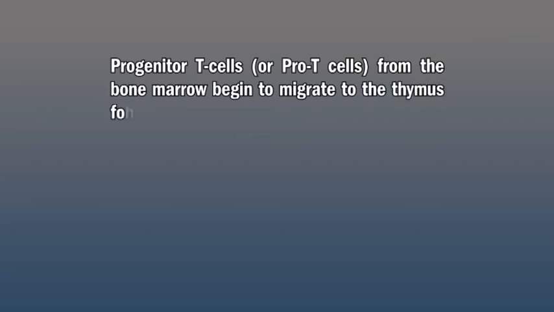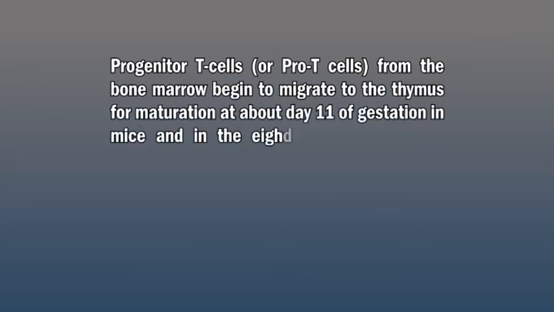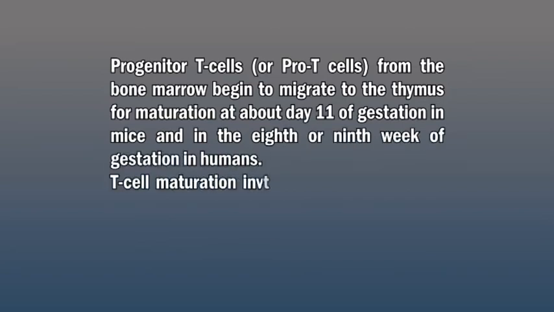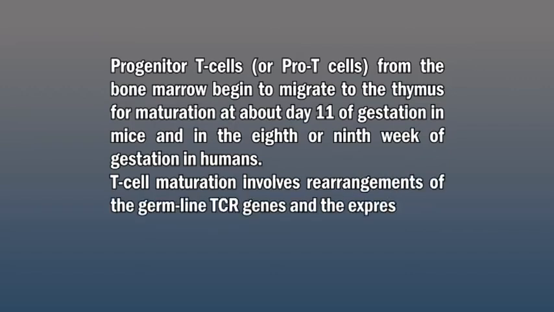Progenitor T cells or pro-T cells from the bone marrow begin to migrate to the thymus for maturation at about 11 days of gestation in mice and in the 8th or 9th week of gestation in humans. T cell maturation involves rearrangement of the germline TCR genes and the expression of various membrane markers.